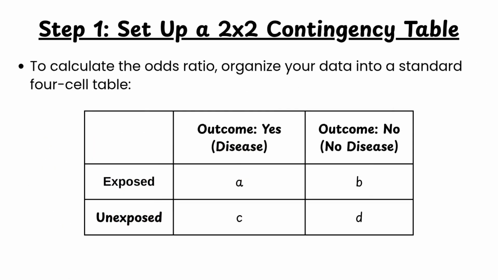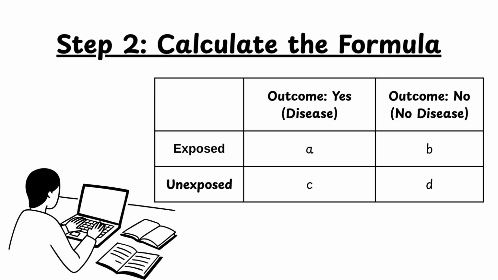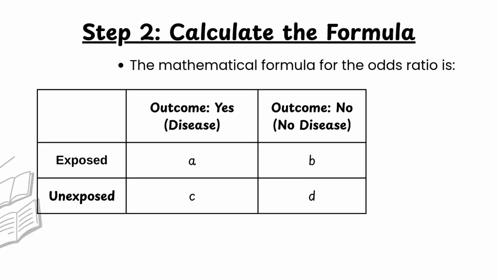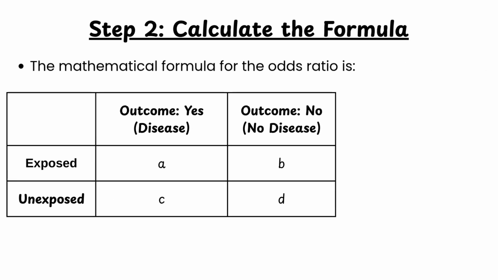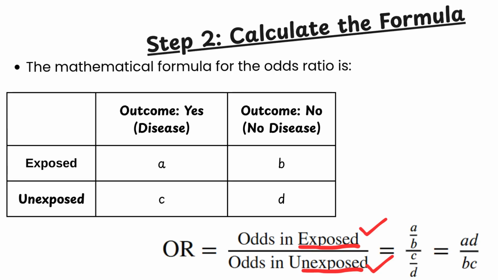To calculate the odds ratio, organize your data into a standard four-cell table. This table shows the outcome in exposed and unexposed cases. Step 2. Calculate the formula. The mathematical formula for the odds ratio is: odds ratio is equal to odds of outcome in exposed cases divided by odds of outcome in unexposed cases.